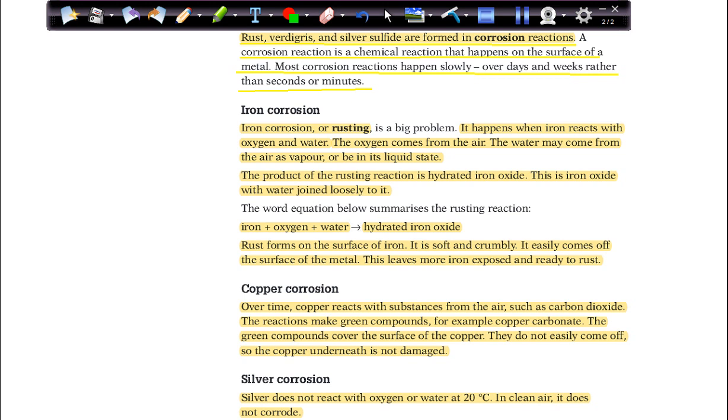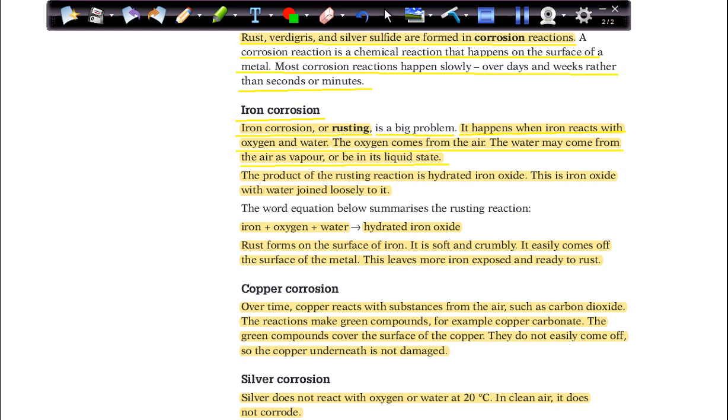So let's see some metals, such as iron. How can we identify the corrosion on them, and what do we call it? Iron corrosion, which we call rust, is a big problem. We can see it as a red substance on the surface of any iron products, or sometimes steel, because steel is mainly iron. It happens when iron reacts with oxygen and water. The oxygen comes from the air. The water may come from the air as vapor or be in its liquid state.